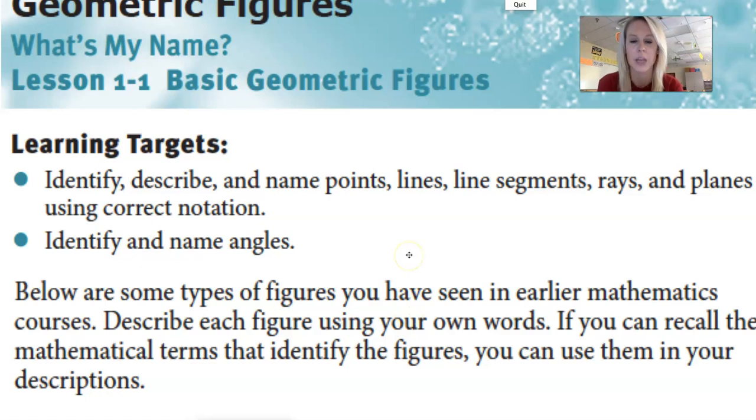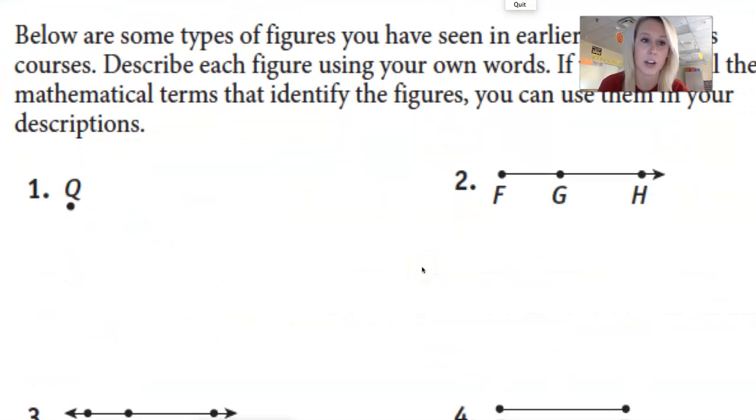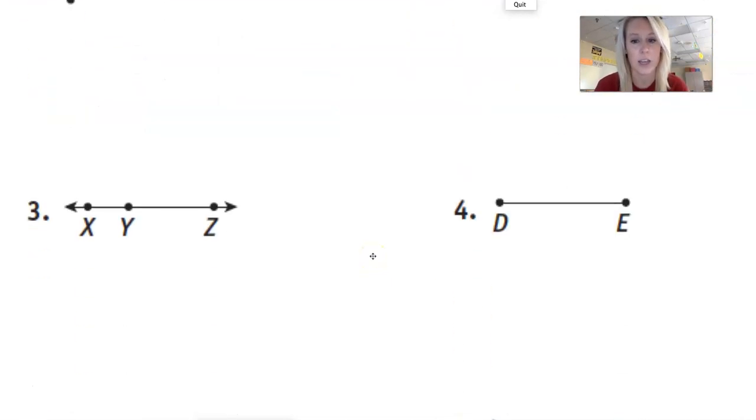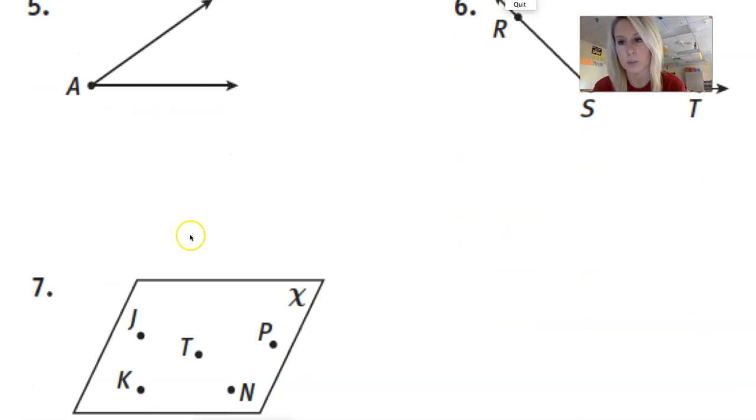So below are some types of figures that you have seen in earlier mathematics courses. Describe each figure using your own words. If you can recall the mathematical terms that identify the figure, you can use them in your description. So basically on 1 through 7, I'm just trying to figure out what you remember from your earlier math courses on how to name things, how to identify their vocabulary, etc. So what I want you to do is try 1 through 7 right now and press pause, and then we'll go over some answers.